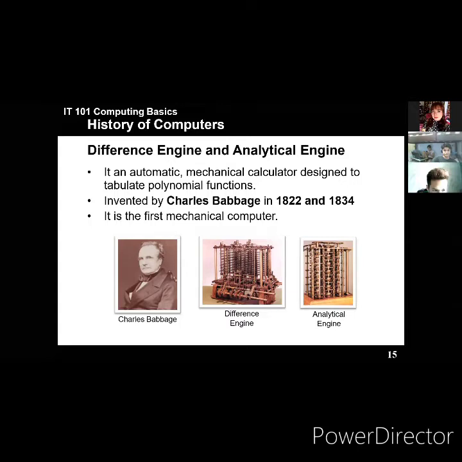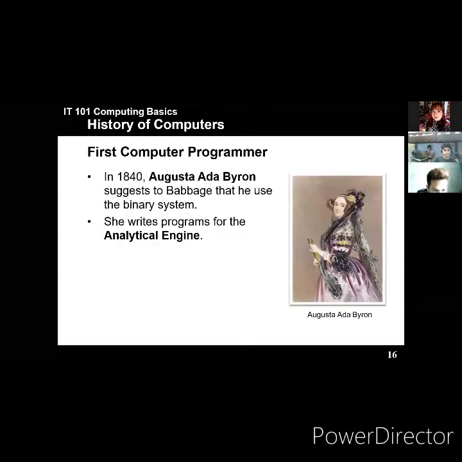So, mechanical dahil wala pang electricity, yun yung kanyang naging hindrance. Kaya yung isang engine niya ay hindi nag-function dahil wala pang electricity dati. And his first computer programmer is none other than Augusta Ada Byron. In 1840, she suggests to Babbage that Babbage can use the binary system. No? She writes programs for the analytical engine. Kaya siya ang tinawag na first computer programmer.